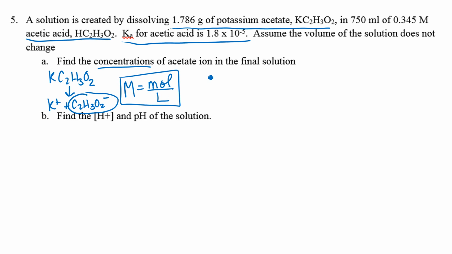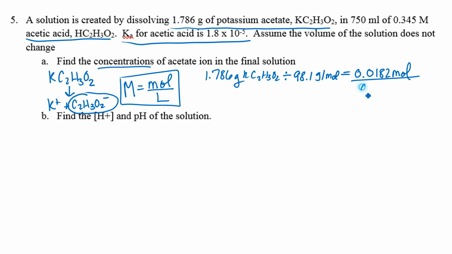Okay. So first let's look at the moles. I've got 1.786 grams of potassium acetate, KC2H3O2. I'm going to look up the molar mass of that, and I think that when I do that, the molar mass is 98.1 grams per mole. So you divide mass by your molar mass and you will get 0.0182 moles of your potassium acetate. And then my volume is 0.750 liters. So moles divided by liters equals my molarity.